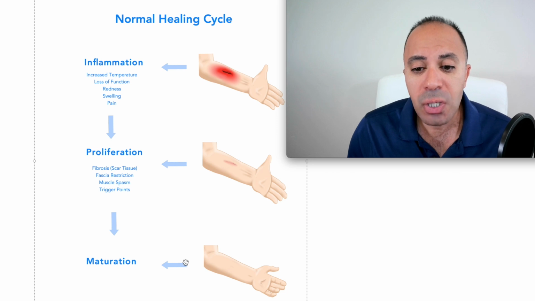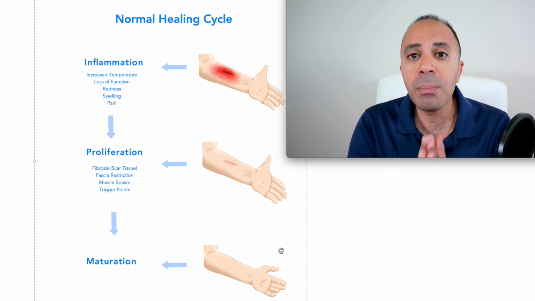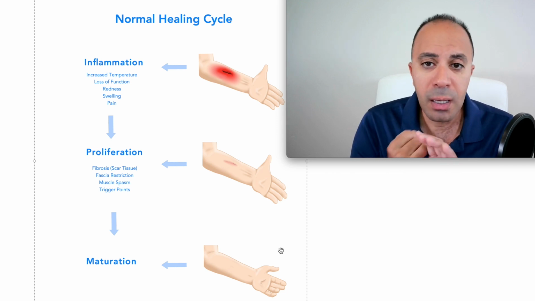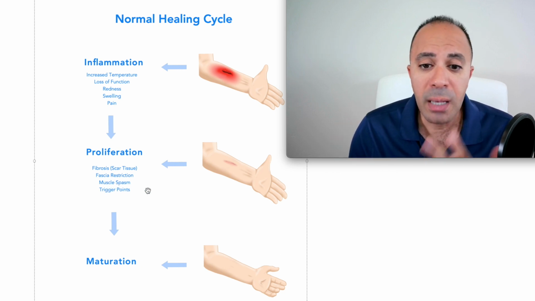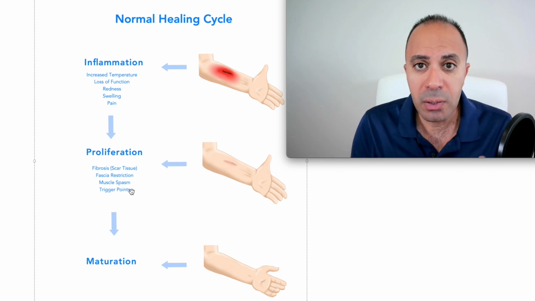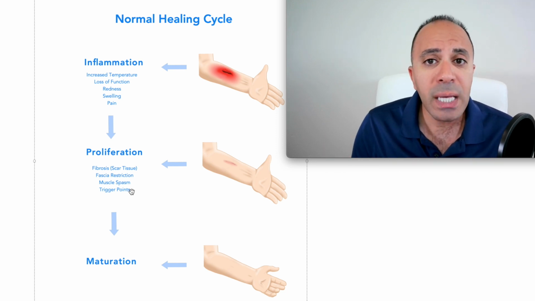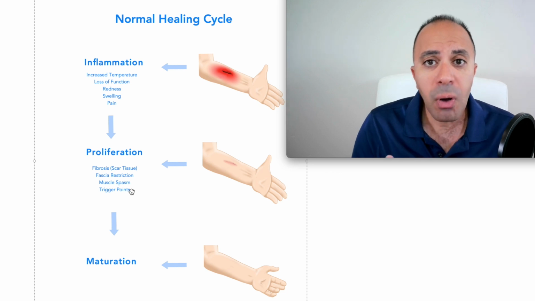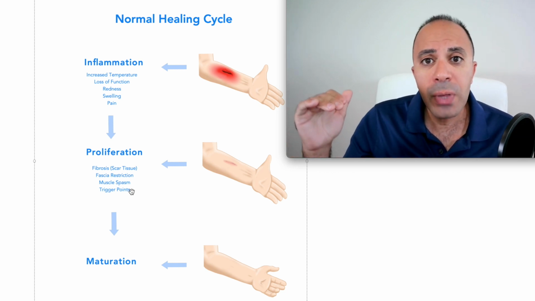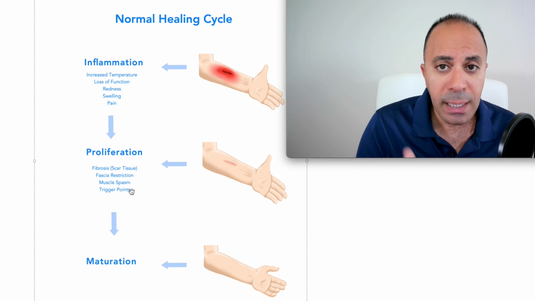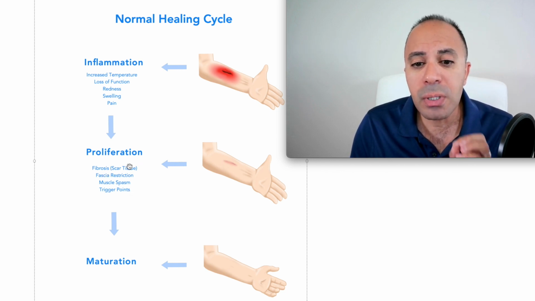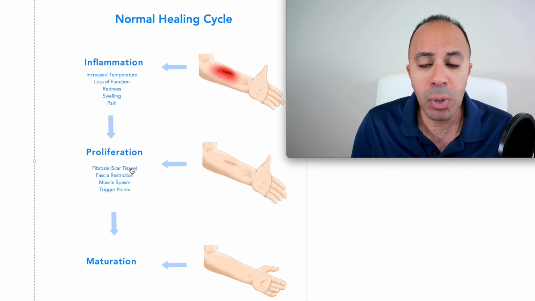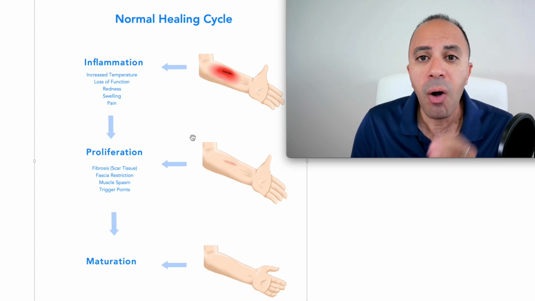So the last stage of healing is maturation. That's when the body starts to actually clear up everything. In the proliferation stage, the scar tissue, the fascia restriction, the muscle spasm, trigger points, and the swelling start to decrease. That could take days, weeks, months, or years. As we get older, the speed of the healing process decreases significantly. So I'm going to use scar tissue as an example of how significant the effect of the scar tissue or the swelling is on the body.